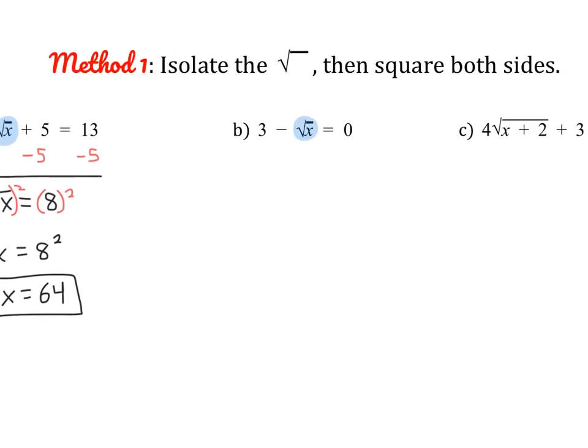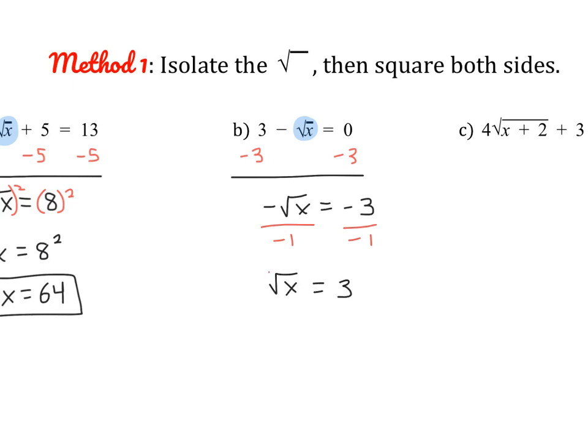All right, let's try part B. Again, we want to isolate square root of x. First I need to move positive 3 by subtracting 3 from both sides. This leaves us with negative square root of x equals negative 3. Notice the negative is still there. Think of this as negative 1 times square root of x. So I can move the negative using the inverse operation, which is division. It gives me square root of x equals positive 3. Then inverse operation one more time, square both sides. That's the opposite of square root. x equals 3 squared, so x equals 9. 3 times 3.